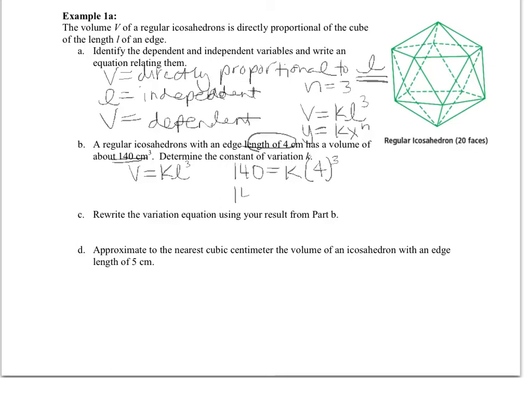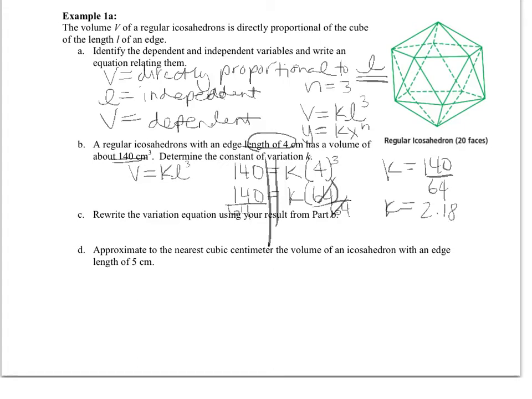So we say 140, we're going to simplify this, equals k times 4 cubed is 64. We're going to divide both sides by 64, and k equals 140 divided by 64, which is 2.1875. That's the constant of variation. That's how they're relating to each other, the volume and the length.